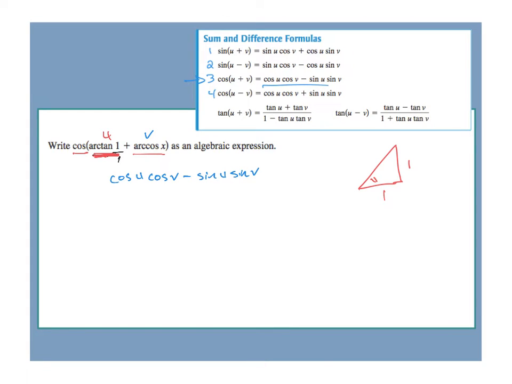All right, so then what would be my hypotenuse? Square root of 2. Thank you, Joseph. All right, because it's 1 squared plus 1 squared is equal to c squared, right? So 1 squared is 1 plus 1, and then we square root it. All right, so now we're going to draw our V triangle.